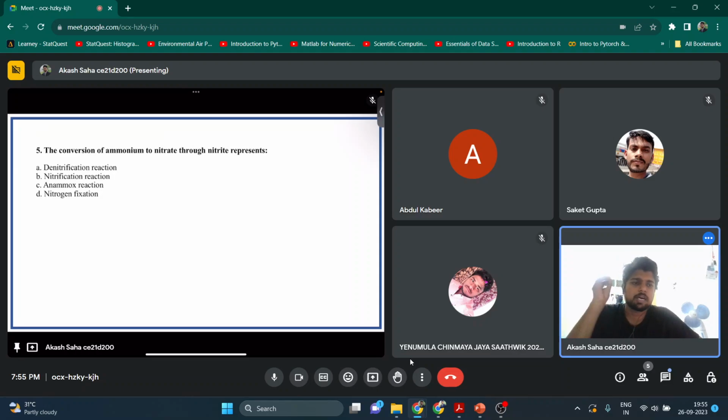So tell me, if ammonium to nitrate, what is happening? We have ammonium, NH4+, to nitrate, that is NO3. So from NH4 to NO3, what is happening? Is it oxidation or reduction?